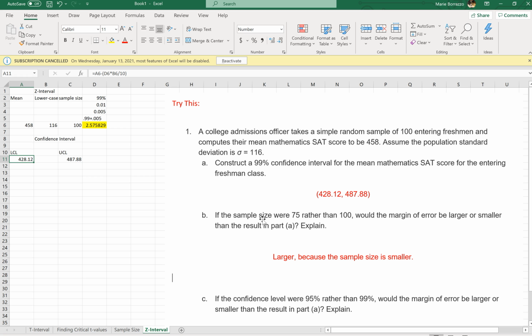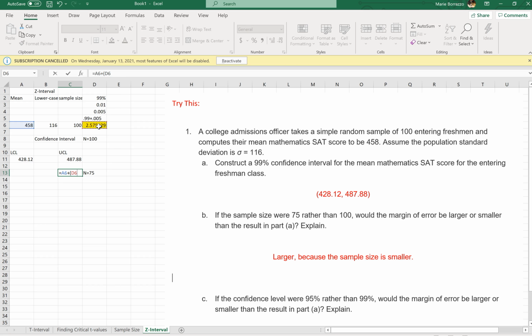On this one, we don't really need much calculation. It's more discussion. If the sample size were 75 rather than 100, would the margin of error be greater or smaller than the result? Basically, we're going to repeat that process. So this is the confidence interval with n equal to 100. Now we're going to change that sample size to n equal to 75. We've had this discussion, but I'm fairly sure that you've forgotten. So the upper is equal to the 458 plus parentheses. We would do the same critical value.